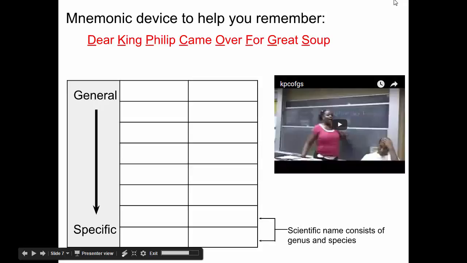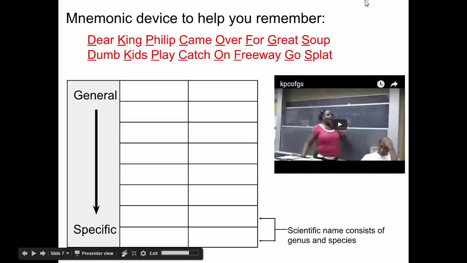The next one is maybe more memorable, a little less politically correct. It's kind of morbid, but dumb kids play catch on freeway, go splat. Whatever one works for you. You can come up with your own if you want. Wait, should we write these down? Yeah, write those down.